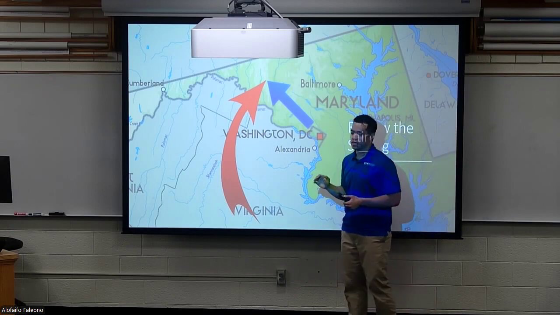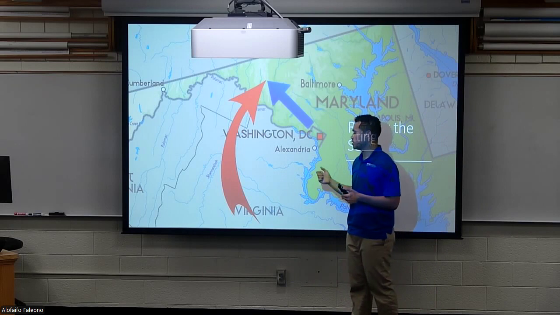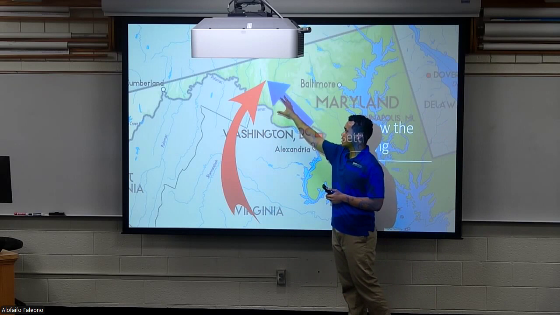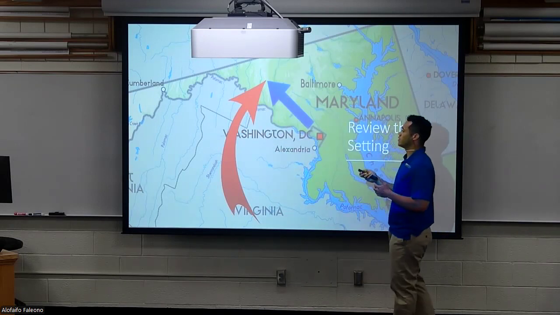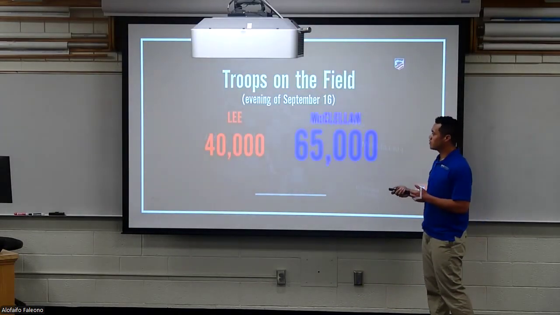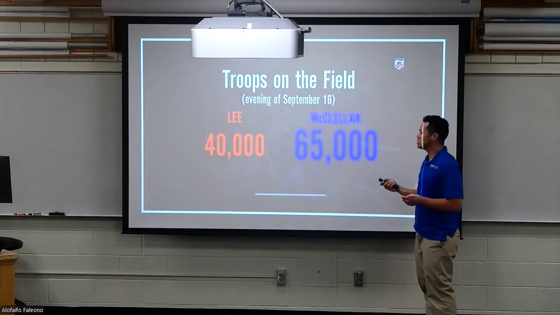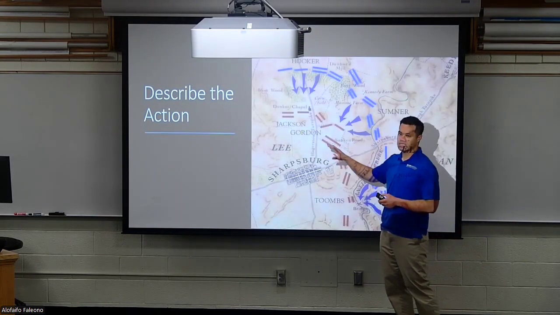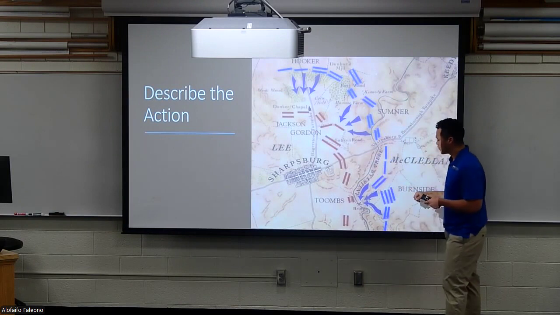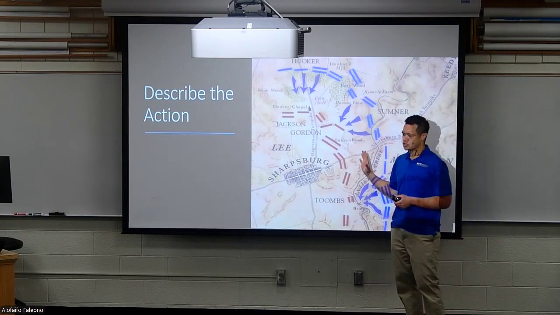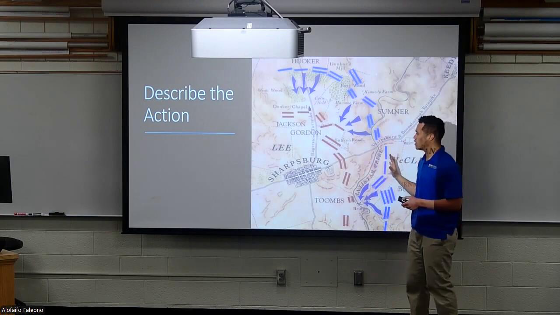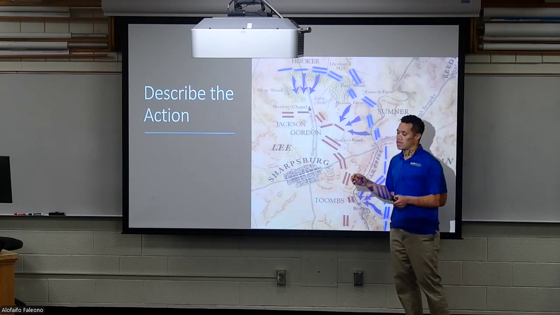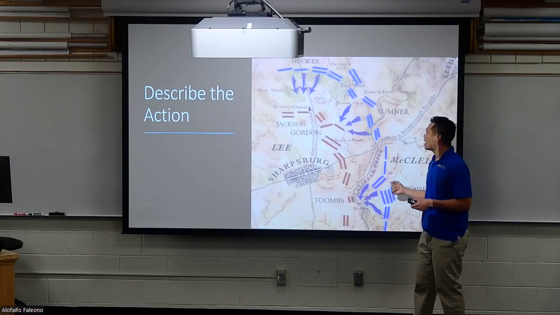What gives McClellan a lot of optimism is he discovers intelligence on the plans of Robert Lee, his plans during his invasion. That's very important, and we'll see why. So, troops on the field: Lee has 40,000, and McClellan outnumbers Lee with 65,000 in this battle. However, let's analyze this battle. Let's describe actions on the objective. McClellan gets to the Sharpsburg area and he pauses because he believes that Lee outnumbers him, which is definitely not the case.